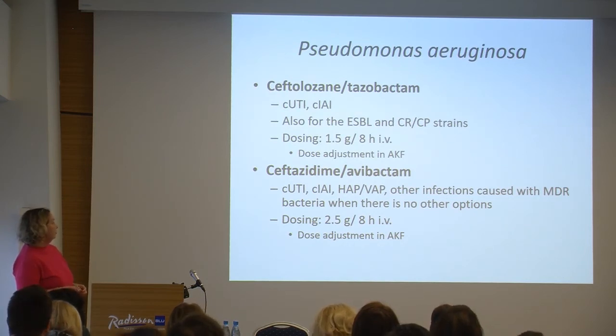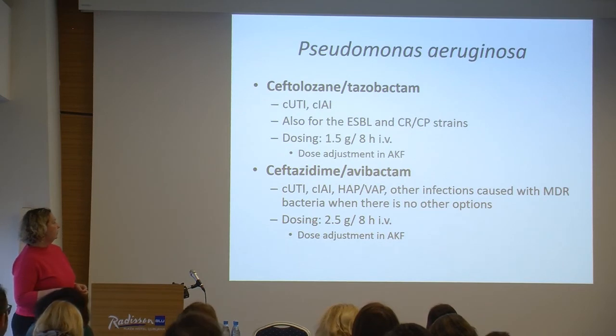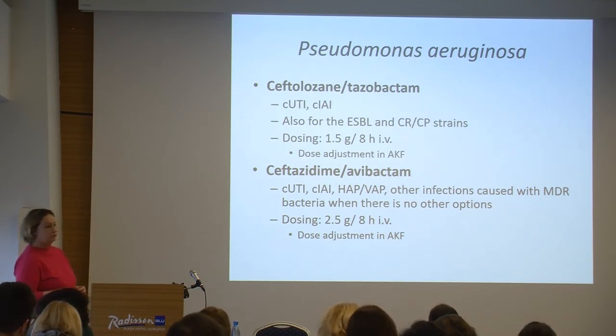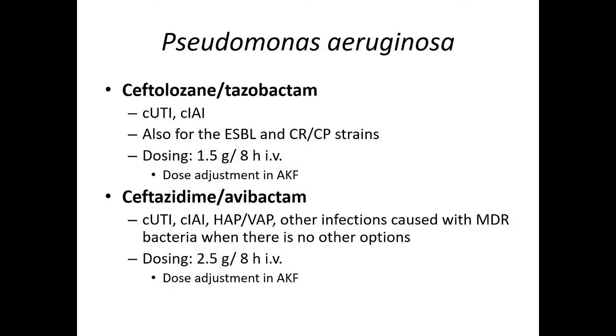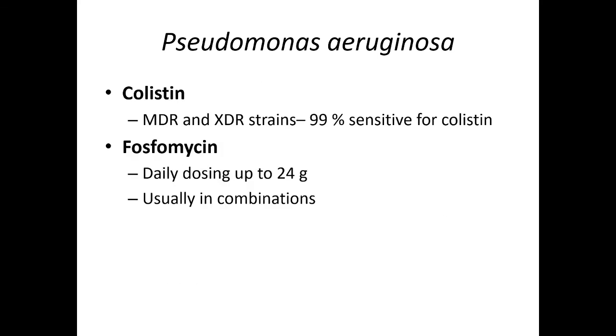The drug is currently registered for UTI and intra-abdominal infections. Dose adjustment is needed in acute kidney failure, and the proposed dosage for use in VAP and HAP is 3 grams every 8 hours, not 1.5 grams every 8 hours. Ceftazidime avibactam has broader indications, including HAP and VAP. Dosing is shown, and the dose should be adjusted.